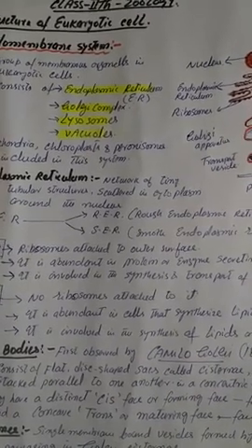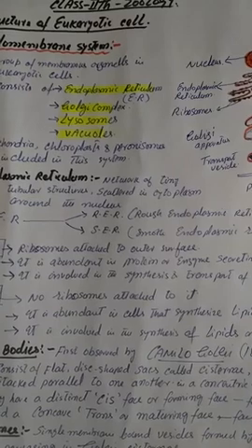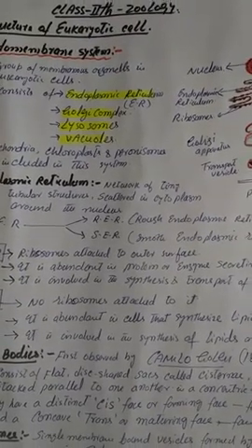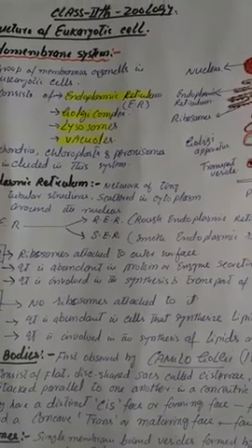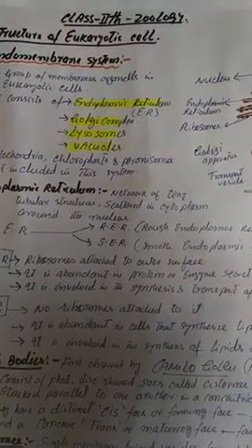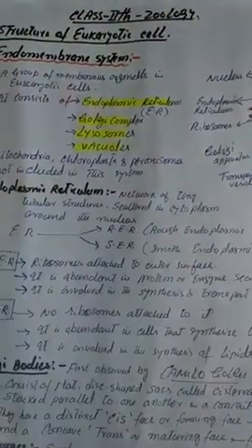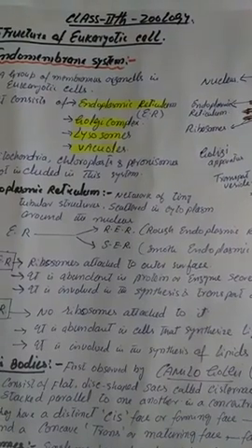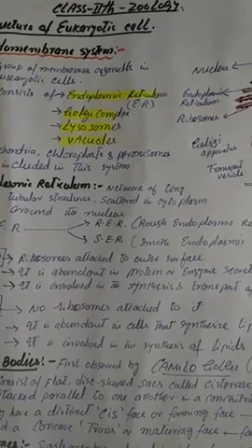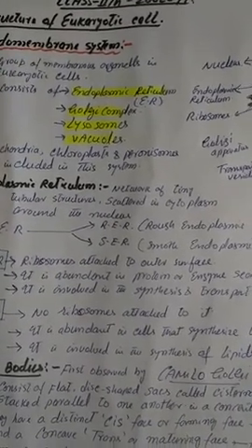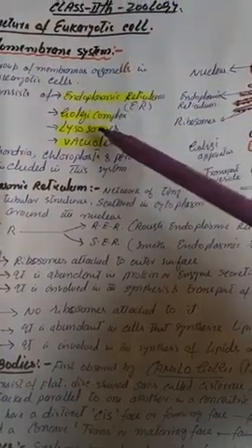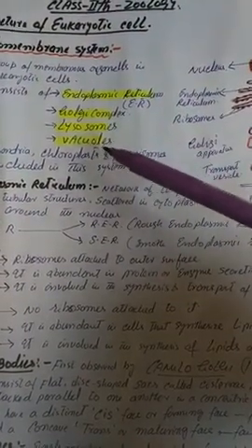The endomembrane system of a eukaryotic cell is basically a group of membranous organelles that work in coordination to modify, package and transport lipids and proteins. Now, the membranous structures that are involved in the endomembrane system are endoplasmic reticulum, Golgi complex, lysosomes and vacuoles.